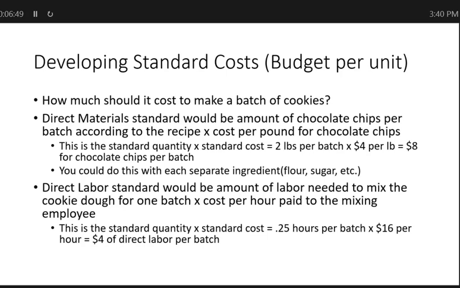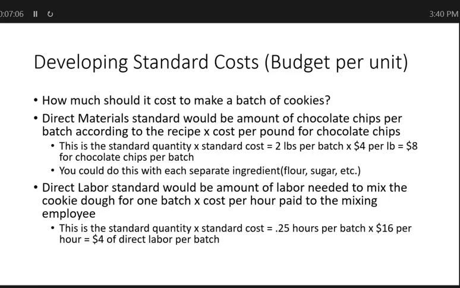So how do we come up with what it takes to make one unit? How do we come up with these standard costs? Well, let's think about it. How much should it cost to make a batch of cookies, as an example?